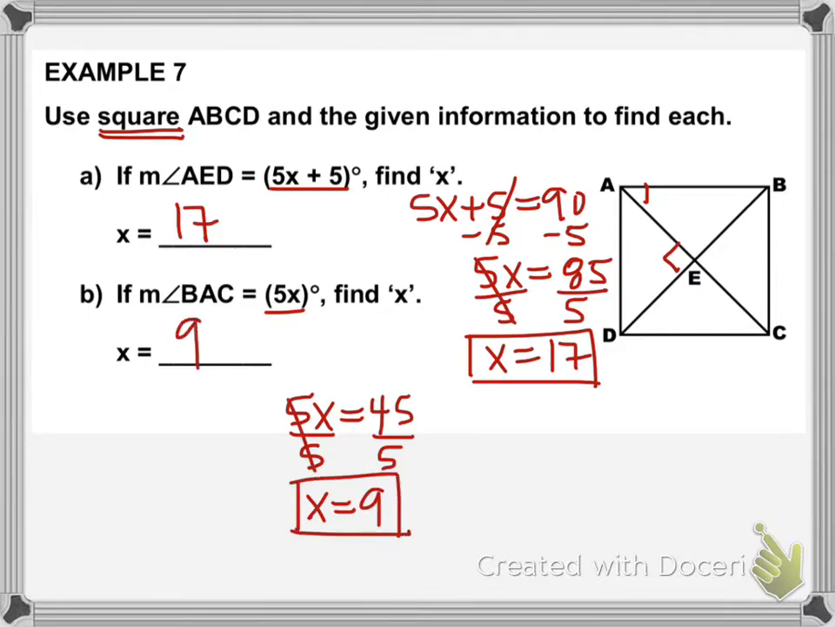So square is real easy to work with. You only have angles that are 45 or 90, and then almost all of your segments are probably congruent or a half of another.